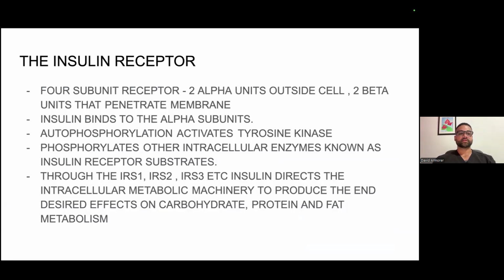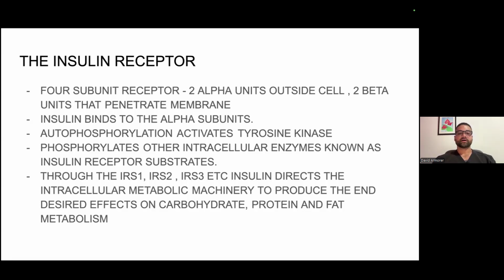What is the insulin receptor? It is a four subunit receptor consisting of 2 alpha units outside the cell and 2 beta units that penetrate the cell membrane. The insulin binds to the alpha subunits on the outside of the cell, and autophosphorylation activates tyrosine kinase.